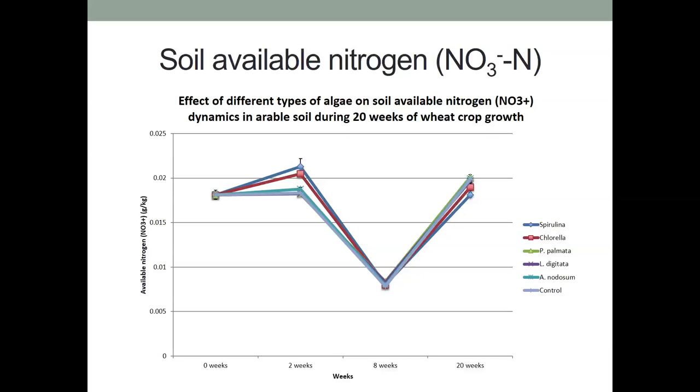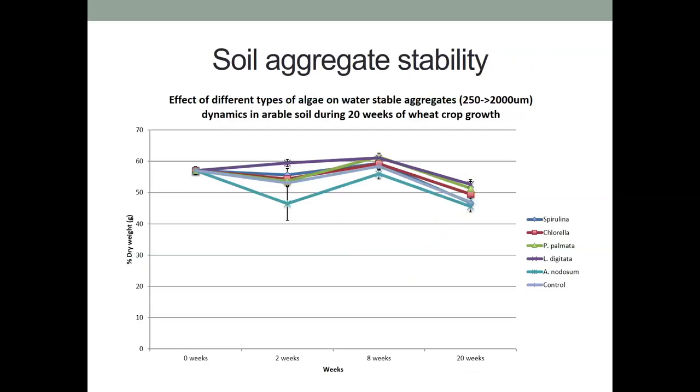And for soil nitrate nitrogen concentrations, again, spirulina and chlorella increased the concentrations 2 weeks after. And after 8 weeks, the concentrations decreased, and this was probably due to uptake by the plant. And soil aggregate stability was also measured, and here the algae had absolutely no effect, even though it seemed at one point that one of the seaweed species was performing better. There was no significant difference between any of the algae species in the end and the control.